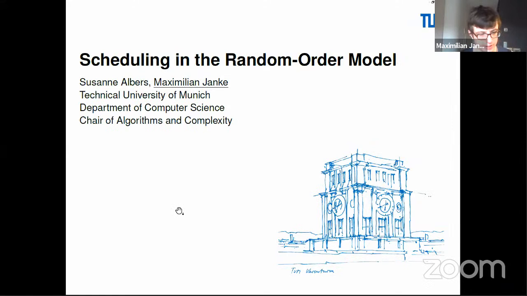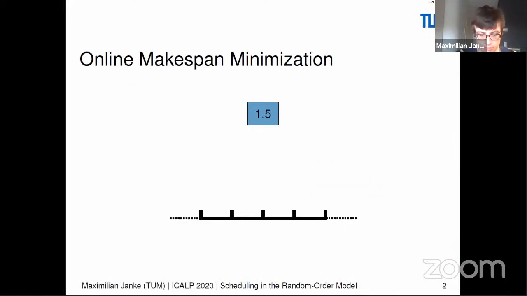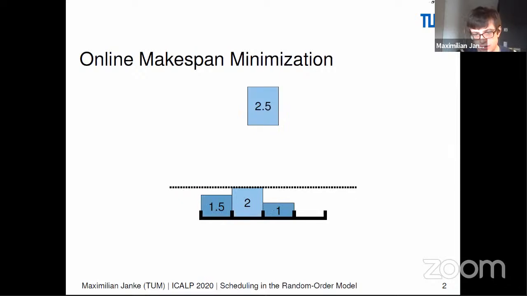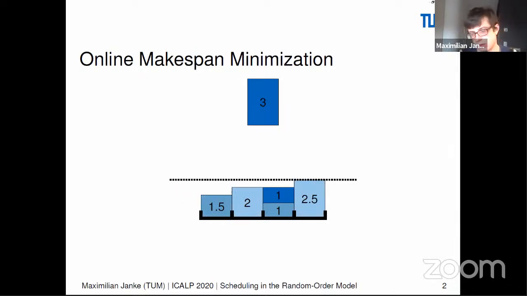Okay, why worst case scheduling sequences are highly order dependent. This is basically the research of me, Maximilian Janke, and Susanna Albers, my supervisor. So we study the most basic problem of online makespan minimization. Here, a set of jobs has to be assigned to parallel and identical machines. Preemption is not allowed, and we are, of course, considering the online problem. And the goal is to minimize the makespan.